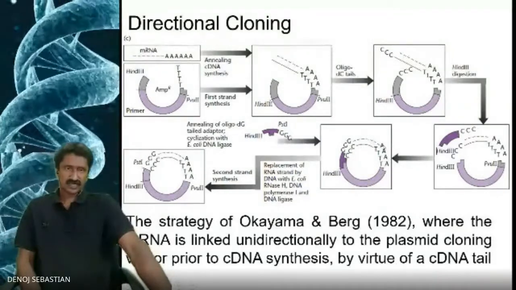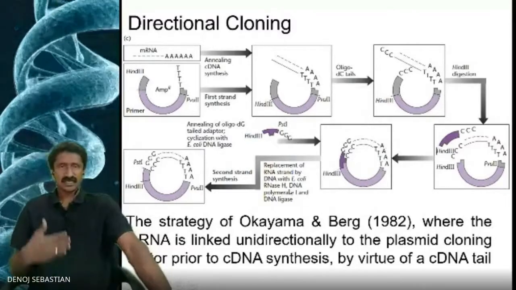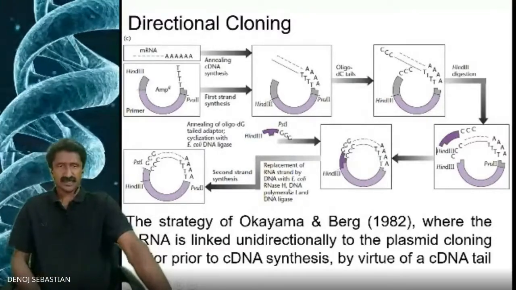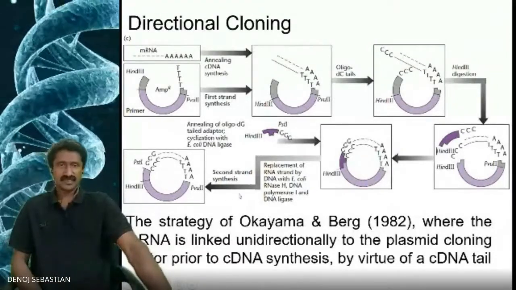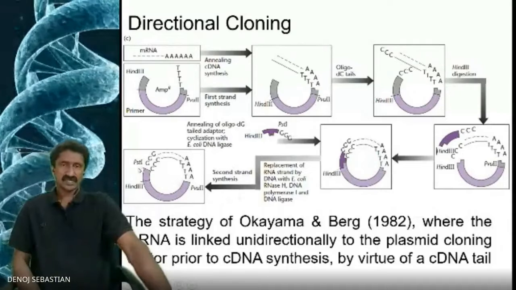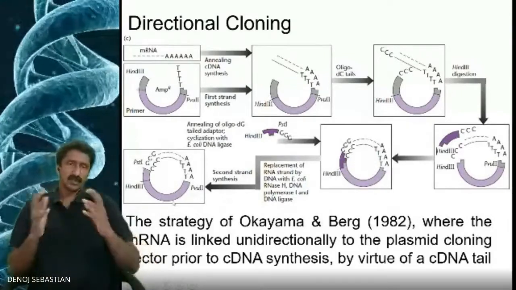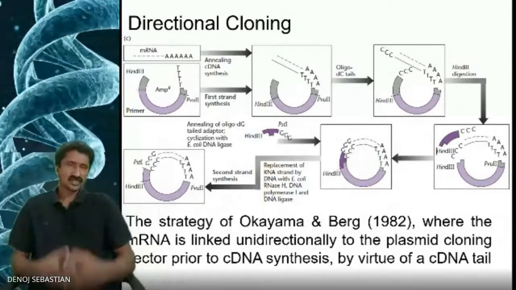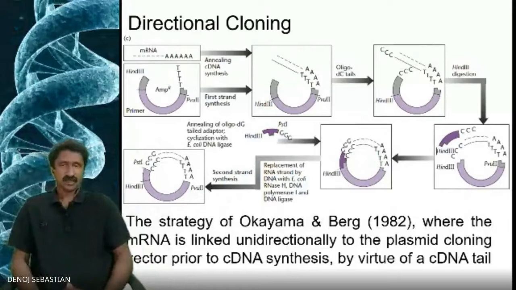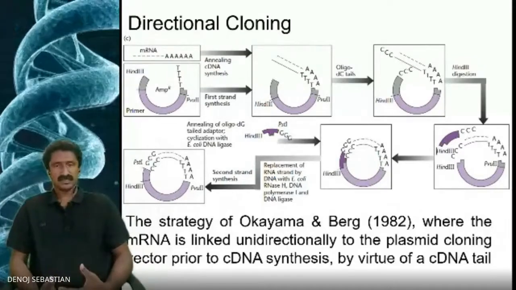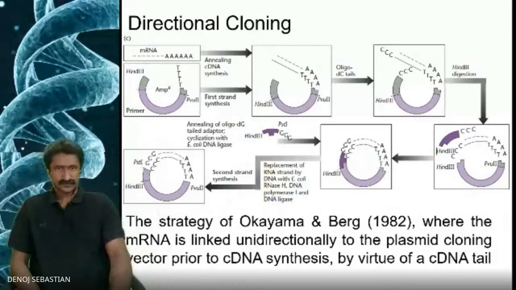Then we have the dotted line represented here, that is the mRNA. So that needs to be removed by RNase H, and subsequently that gap is filled with the second strand synthesis, and the second strand is finally synthesized, completing the circularization of the vector with the desired insert. So this is one of the methods that is used for a specific directional cloning, and that is a strategy developed in 1982 by Okayama and Berg.